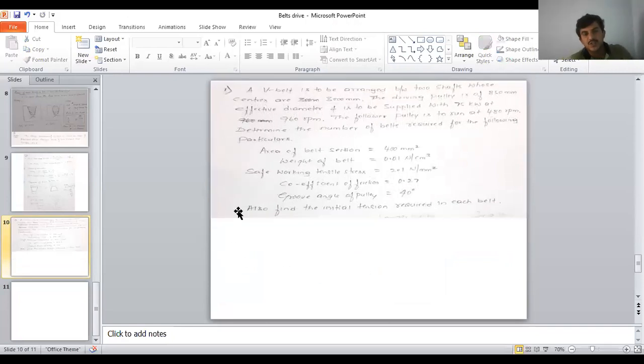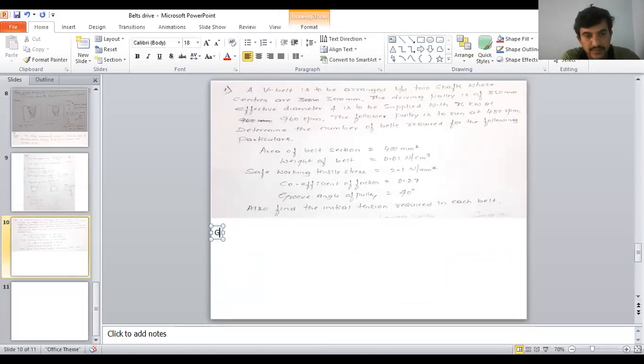As all of you have copied this question, now write the given data. What's the given data? A V belt is to be arranged between two shafts. The type of belt drive is V belt.